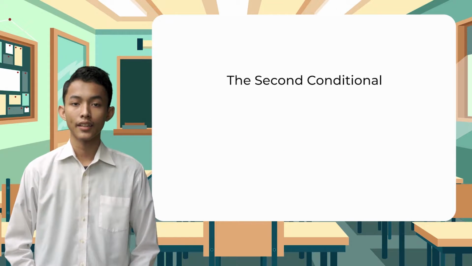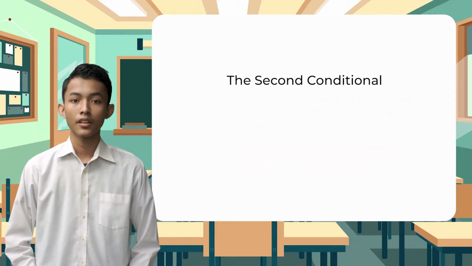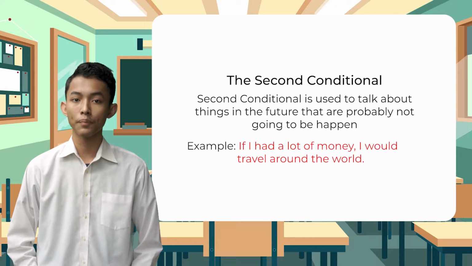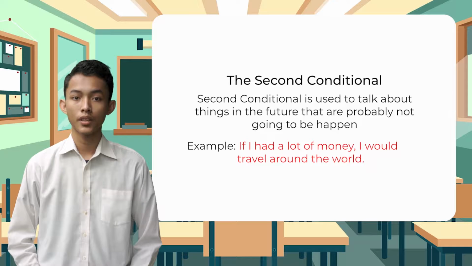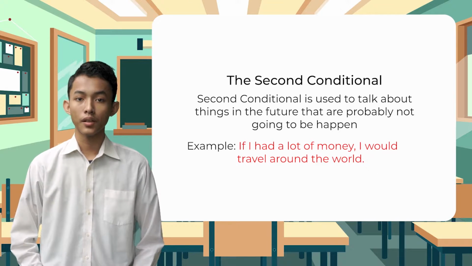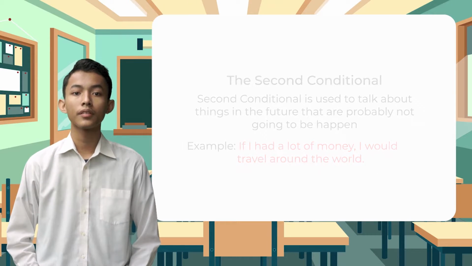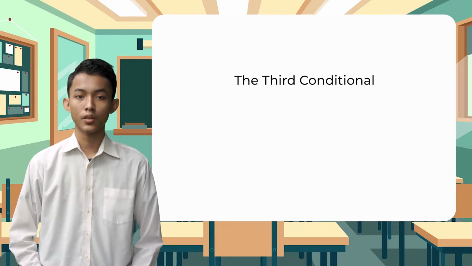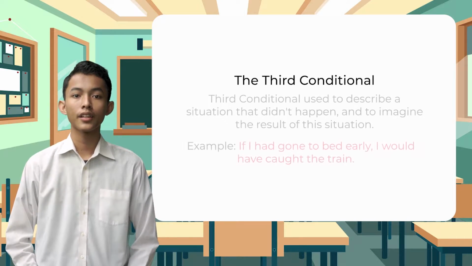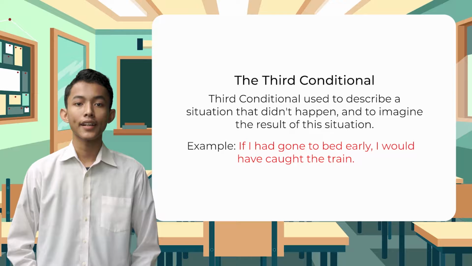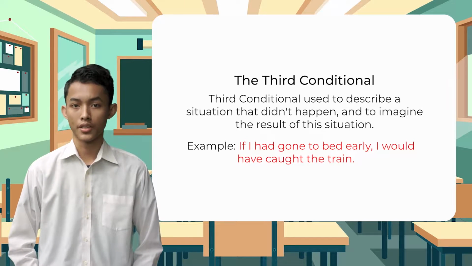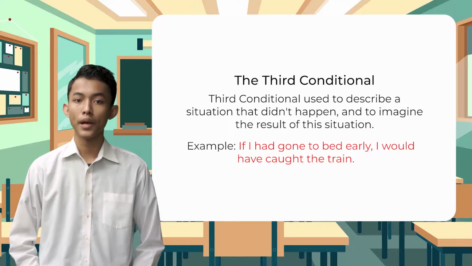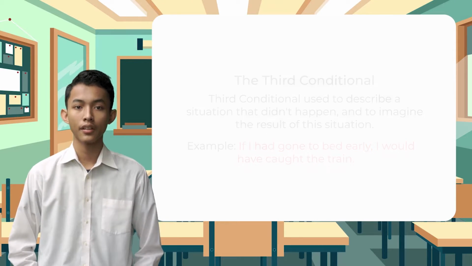The next one is the second conditional. Second conditional is used to talk about things in the future that are probably not going to happen. For example, if I had a lot of money, I would travel around the world. The last one is the third conditional. Third conditional is used to describe a situation that didn't happen and to imagine the result of the situation. For example, if I had gone to bed early, I would have caught the train.